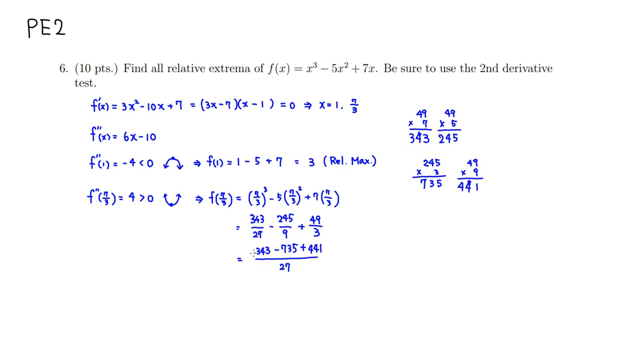So you have 441 plus 343, and that is going to be 784. And then you are subtracting 735. So this is going to give you 9 minus 5 is 4, 7 minus 3 is 4, so 49. So this is going to give you 49 over 27. So this is going to be a relative minimum. That's it. I hope that this was clear.